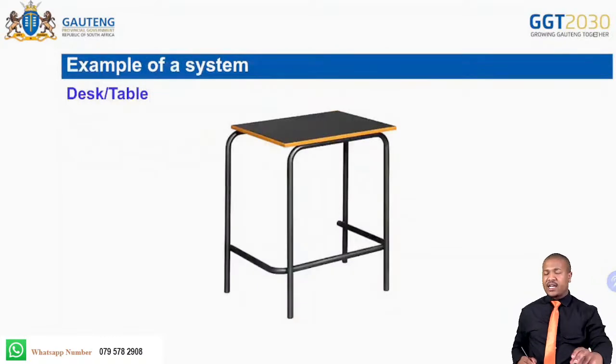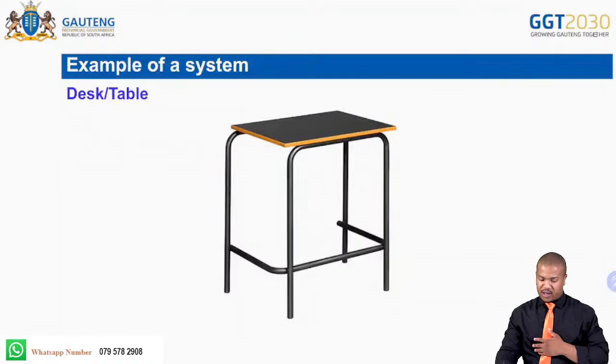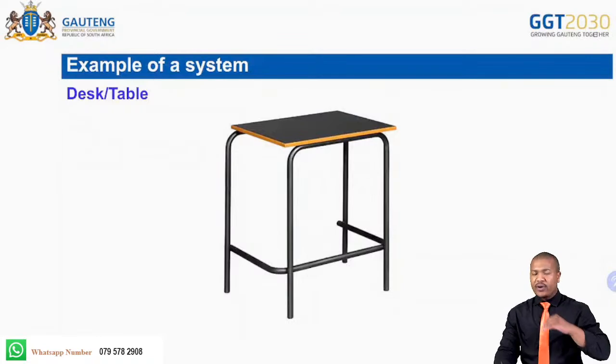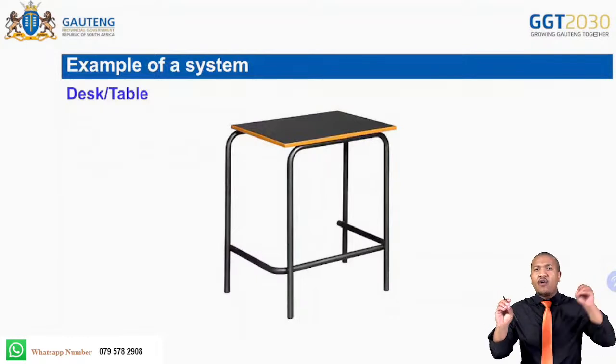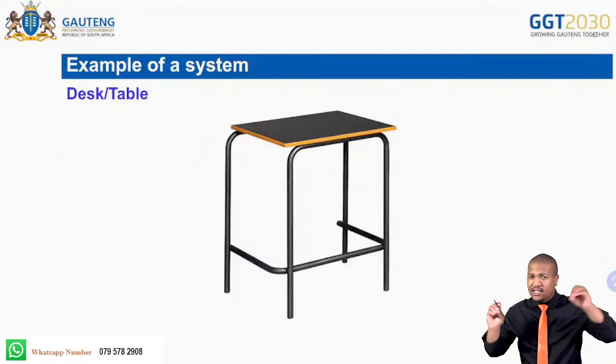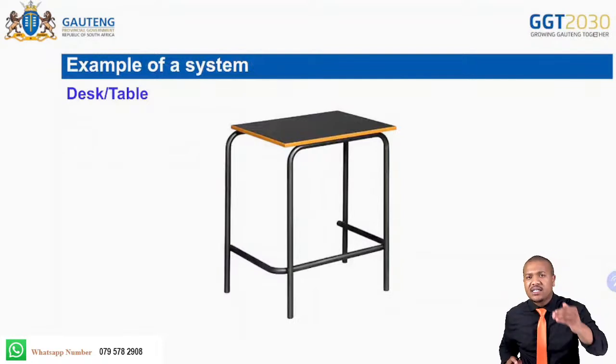So now let's look at another example that you are more familiar with. You are there now in class, seated on your chair, and there's a desk in front of you. So this desk or table as well is a system. Why am I saying so? Some of you are starting to think of the different parts in the desk. Yes, because a system is made up of different parts that are working together. So this desk or table is also a system.